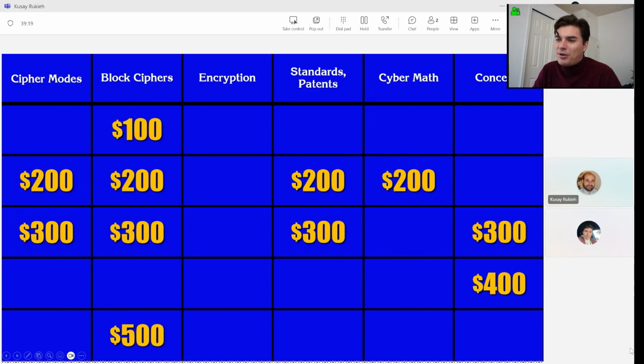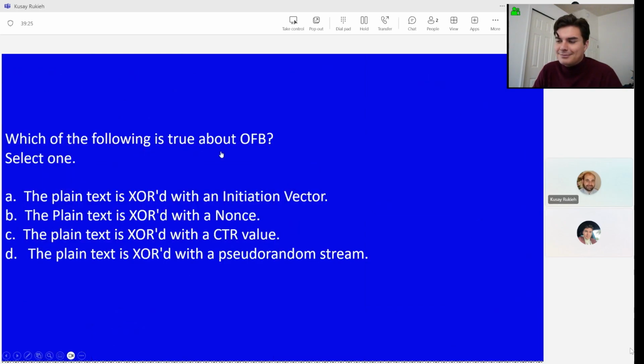Let's go for an easier cipher mode at $300. What's true about OFB? So with output feedback mode, the plain text is XORed with the initialization vector. Is it? Or is it directly XORed? The plain text is XORed with the pseudo random string. Okay, actually, let me go with D. That's actually because the IV gets encrypted, XORed, exactly, and then that's a pseudo random string. Okay, so the answer is D.